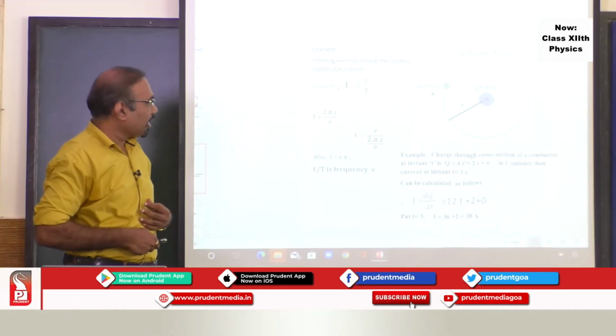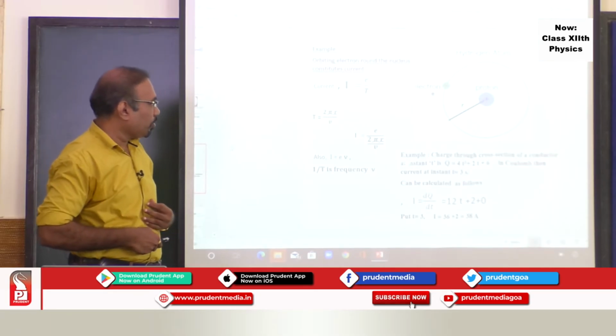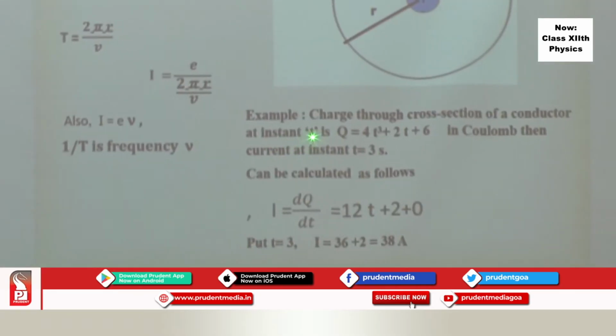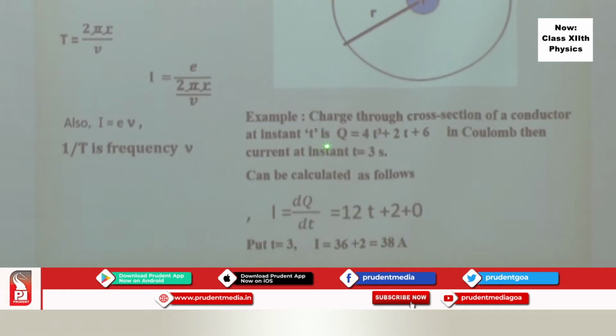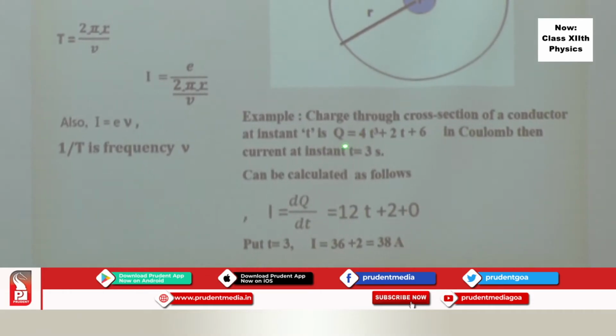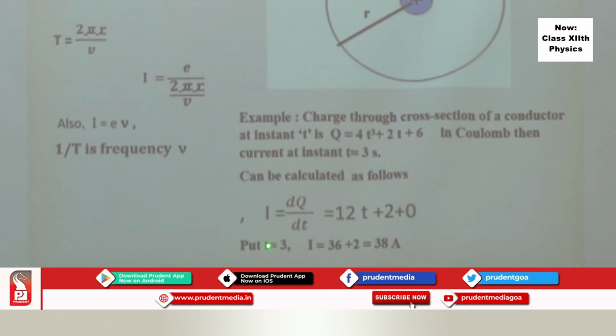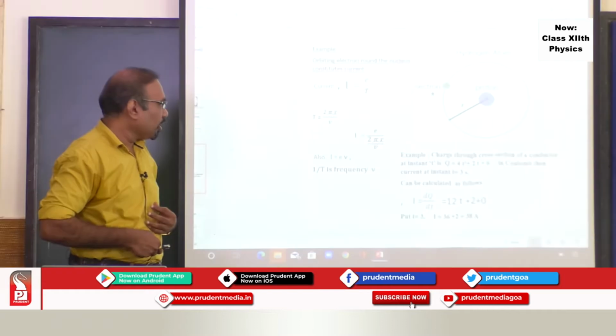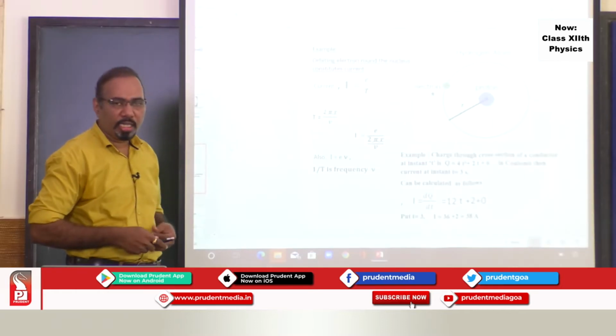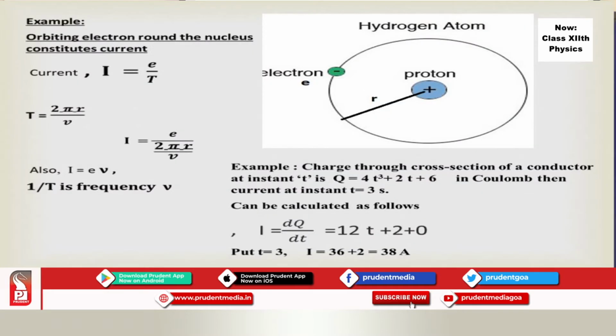Another example: the charge may be given as a function of t. Just find the derivative, substitute the value of time, and you can easily find how much is the current at that instant using this formula dq/dt. So these are more or less the examples which we can encounter.